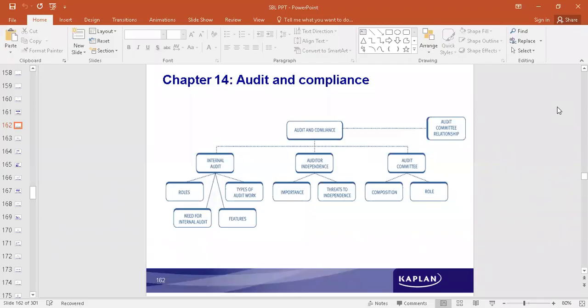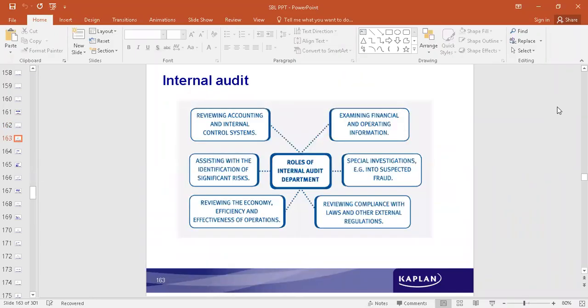Then about audit and compliance, we have studied extensively in detail. There is an audit committee which is appointed to look into the audit work that is carried on. Then we studied internal audit. What is the role of the internal audit department? What do they look into? They look into the effectiveness of the internal control system, assisting with the identification of significant risks. Then the value for money, because this is not a mandatory activity or a committee which has to be appointed, but it is for the benefit of the organization, that it would be helpful in the audit work.